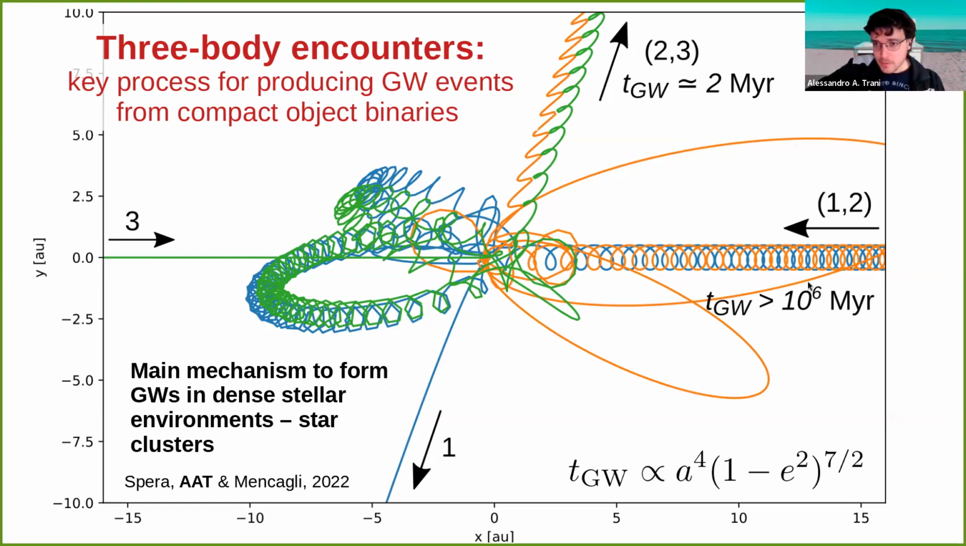And in this very example, the coalescence time of the initial binary was much longer than the age of the universe, because it depends on the separation between the two black holes, the semi-major axis, but also on the eccentricity. And the final binary that emerged from this interaction has a gravitational wave coalescence time of only 2 million years, because the semi-major axis shrank and also the binary became more eccentric. So this is why three-body encounters are thought to be one of the main mechanisms to produce gravitational waves in dense stellar environments. Okay, and it's quite a standard picture.